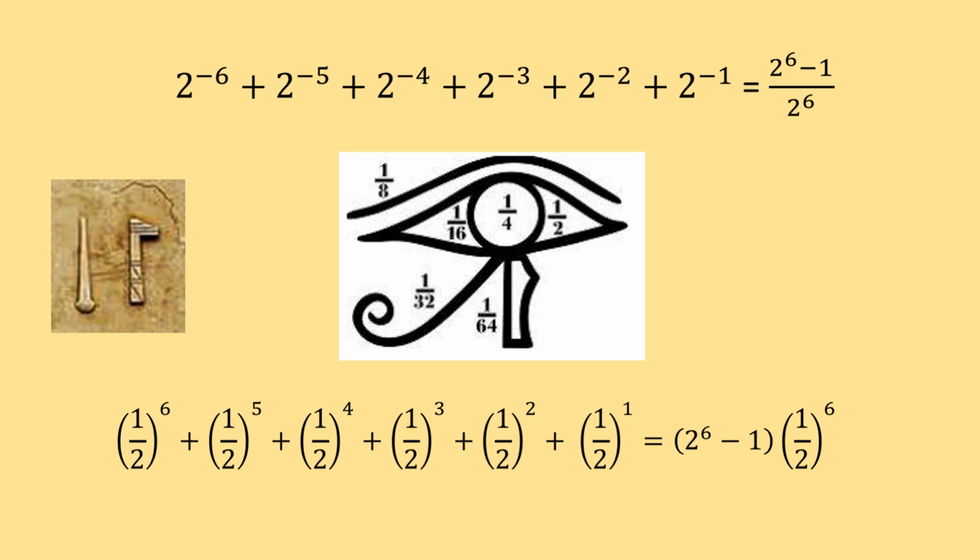There are other ways to symbolize that. In algebra, we can symbolize that as negative powers of 2, or positive powers of 1/2. And either case, or both cases, would give us the same mathematical truth: that the sum of those parts is just one small piece short of a whole.